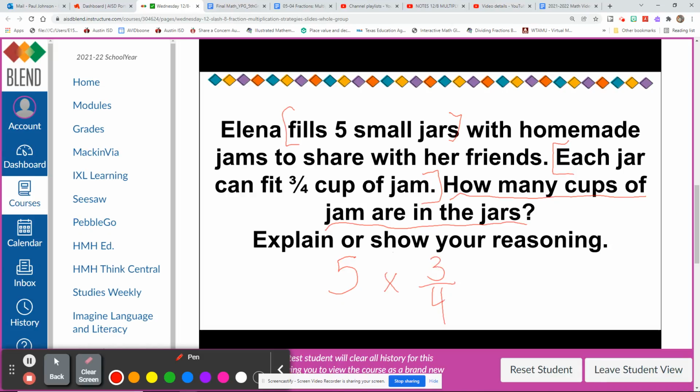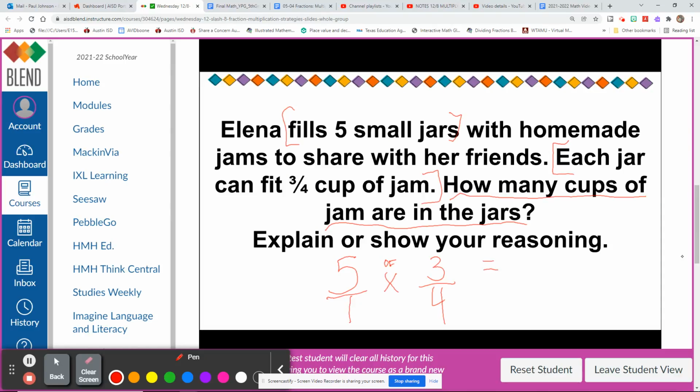The multiplication symbol, once again, means the word "of" when we're talking about fractions and whole numbers. 5 groups of 3/4 or 3/4 of 5 will give you the same answer. So when you think about "of," think about that multiplication sign. All right, so we're going to turn our whole number into a fraction by placing a 1 as the denominator.